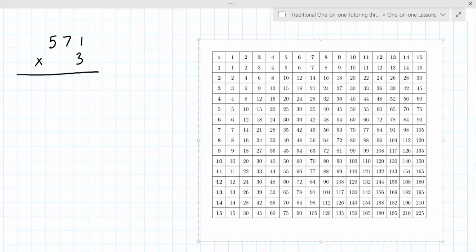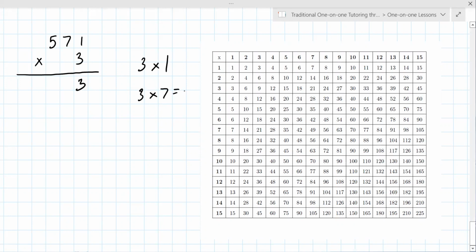What two numbers do you multiply first? 3 times 1. What is 3 times 1? 3. What's next? Multiply 3 times 7. Okay, 3 times 7. What does that equal? 21.